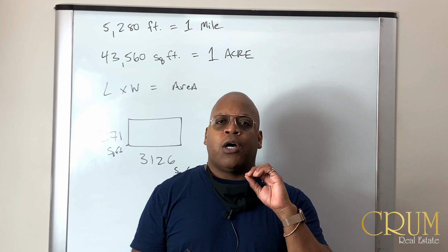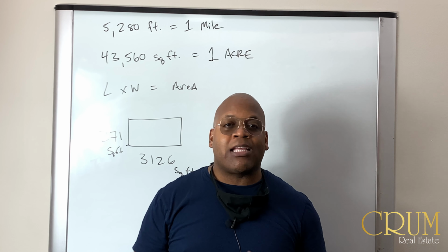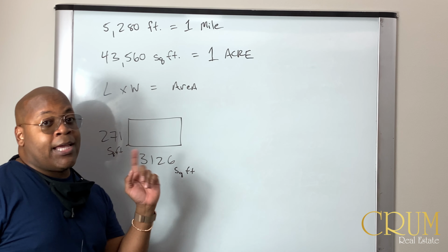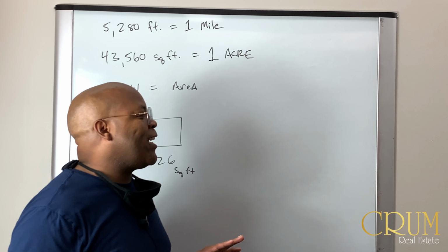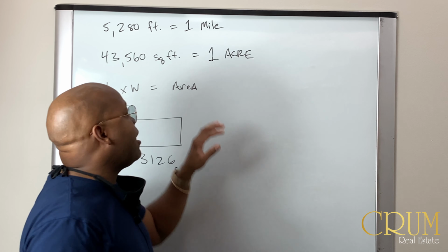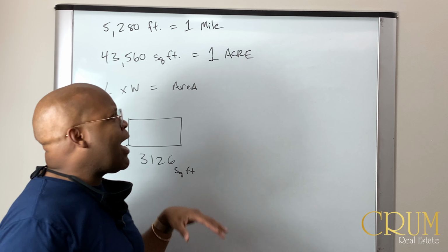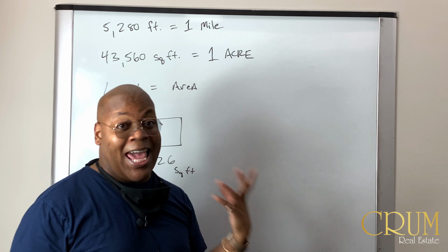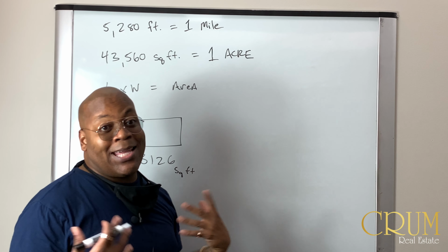All right. So with that being said, I need you to remember 3 things for me. The first thing, and I know that you've already learned this in grade school, but again, I want to make sure I overly prepare you for the exam: 5280 feet equals 1 mile, just in case you forgot. 43,560 square feet equals 1 acre. The third thing I need you to remember, of course, is length times width equals the area.